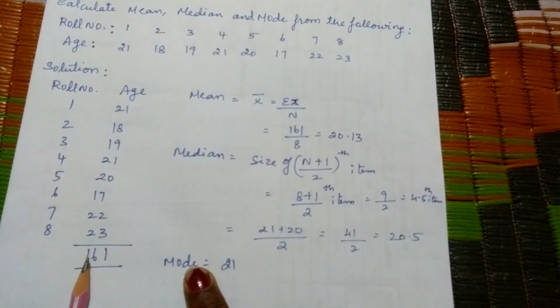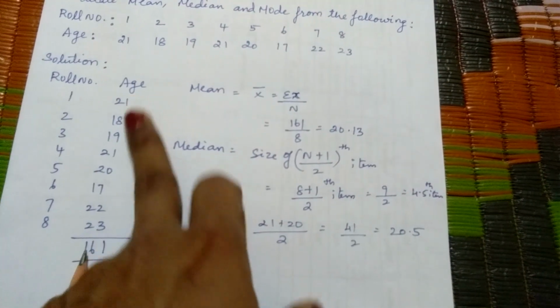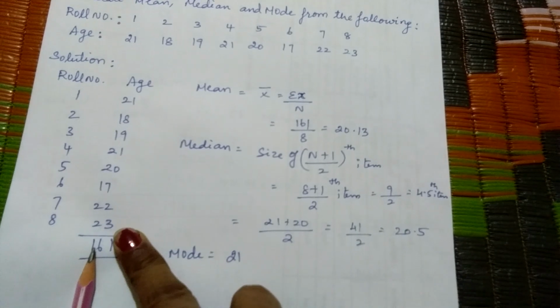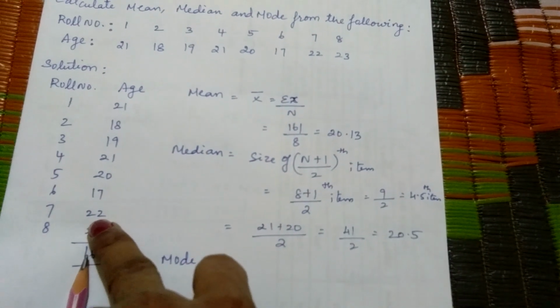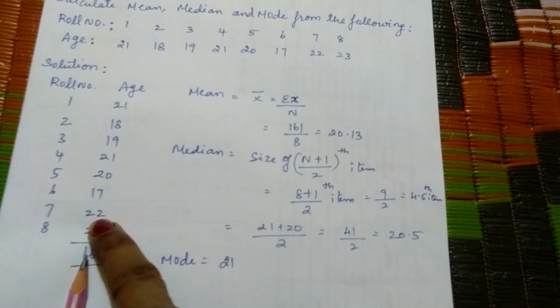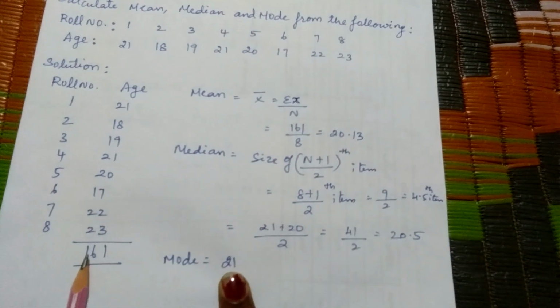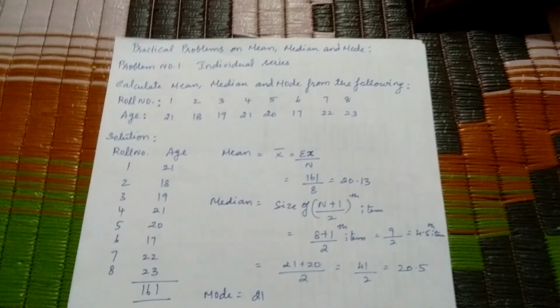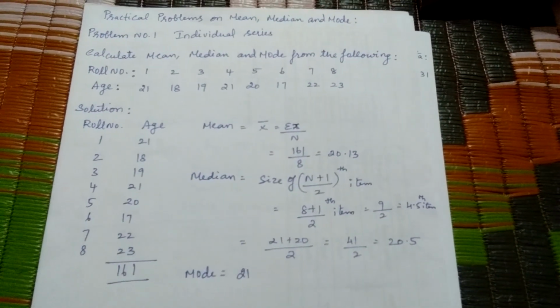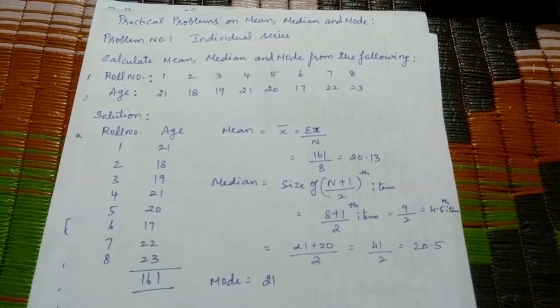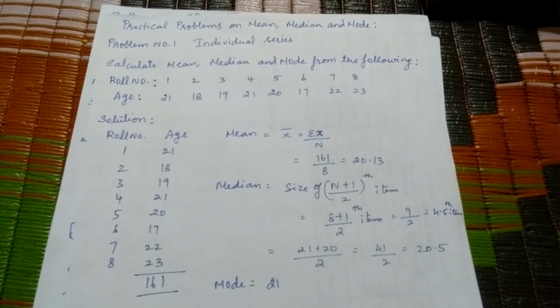Now what will be the mode? Mode is whichever number comes the highest number of times. Even though the highest is 22, only once it has come, whereas 21 has come 2 times. So that means 21 is the mode. Now this type of problems you will get in individual series, mean, median and mode. Now we will see the problem related to discrete series.